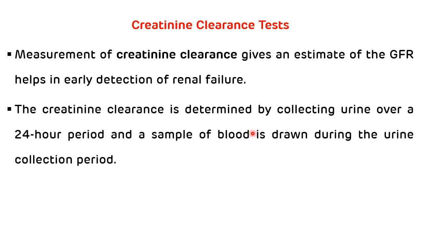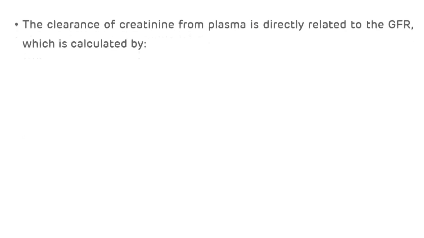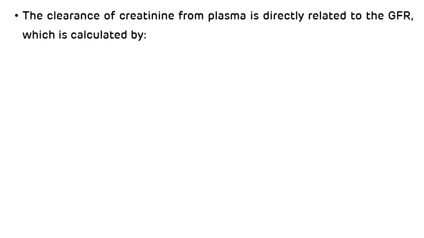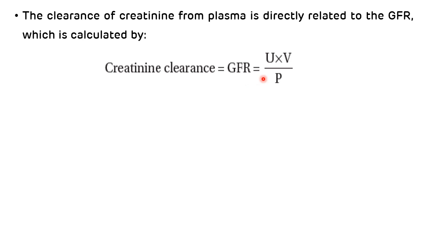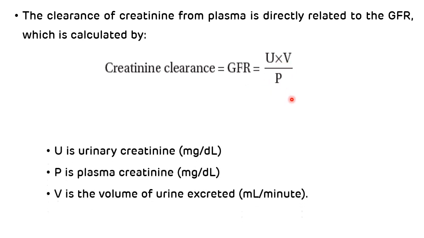The creatinine clearance is determined by collecting urine over a 24-hour period, and a sample of blood is drawn during the urine collection period. Clearance of creatinine from plasma is directly related to the GFR, which is calculated by creatinine clearance equals GFR equals U multiplied by V divided by P, where U is urinary creatinine in milligram per deciliter, P is plasma creatinine in milligram per deciliter, and V is the volume of urine excreted in ml per minute.